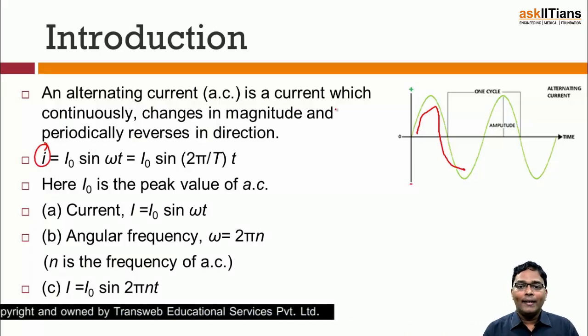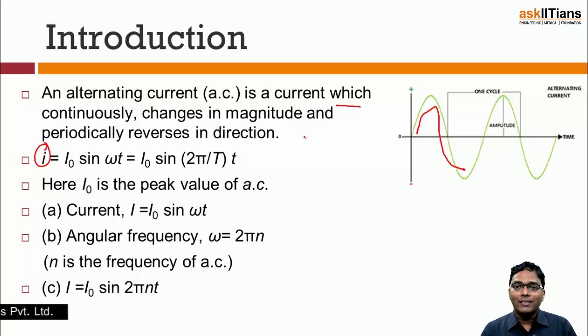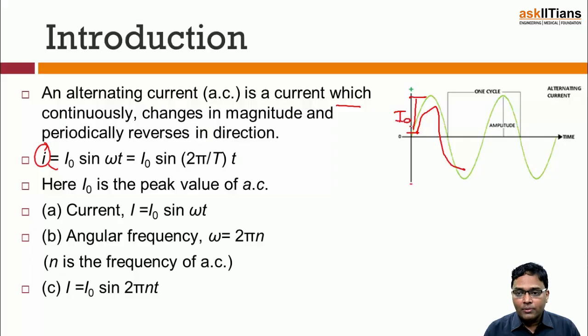Since it's an alternating current, it's something which continuously changes in magnitude, and the magnitude is periodically changing and reversing in direction. So if I say I is the current, then I is going to be defined as I naught, which is the maximum value of current, into sine omega t. As I mentioned, this keeps on reversing in direction, so obviously there is a time period. The time period is defined from where the wave starts to where the wave ends. So this represents the time period of it, which is represented by capital T.